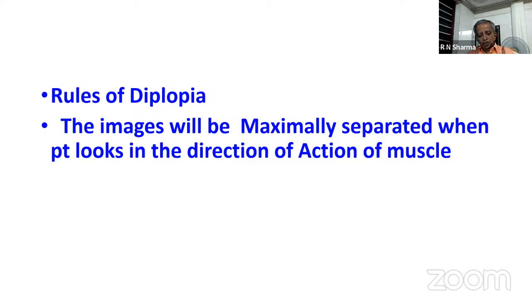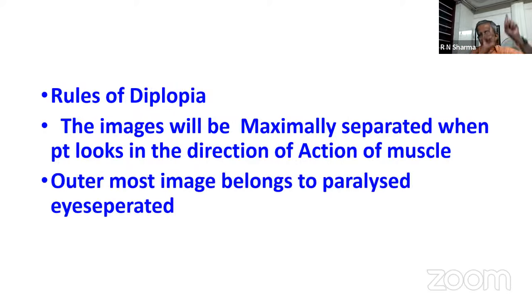If the maximum separation is in the left inferior quadrant, only two muscles are at fault: the left inferior rectus and the right superior oblique. If maximum diplopia, as defined by maximum separation of the images, occurs in the left superior quadrant, it is the left superior rectus and the right inferior oblique. Having defined that, here only two muscles, here also two muscles. So in every quadrant we can narrow down to two muscles, one of which is at fault.